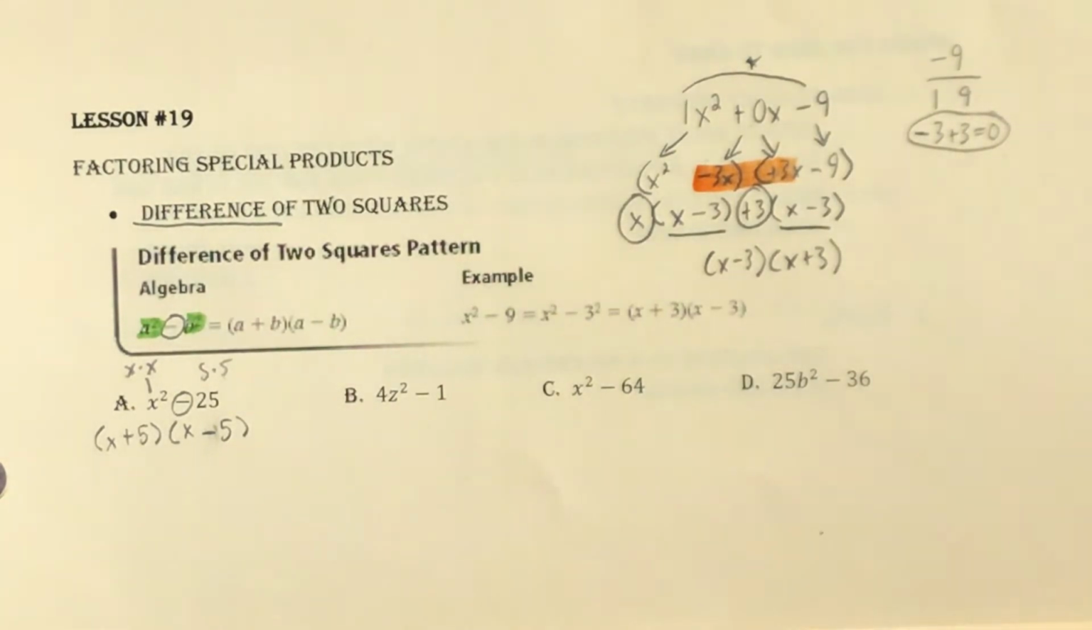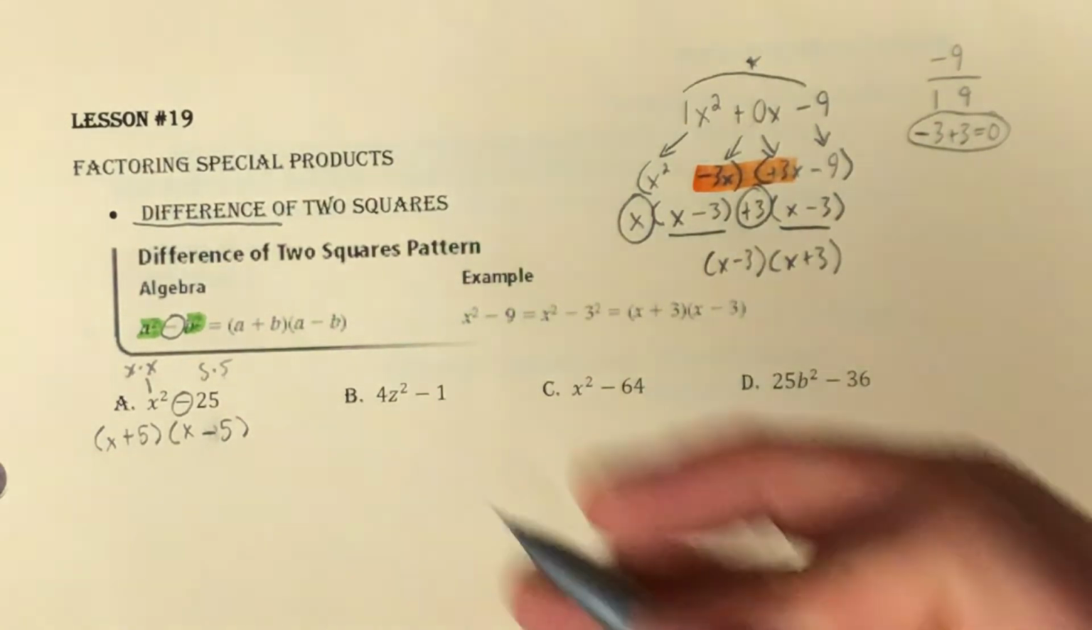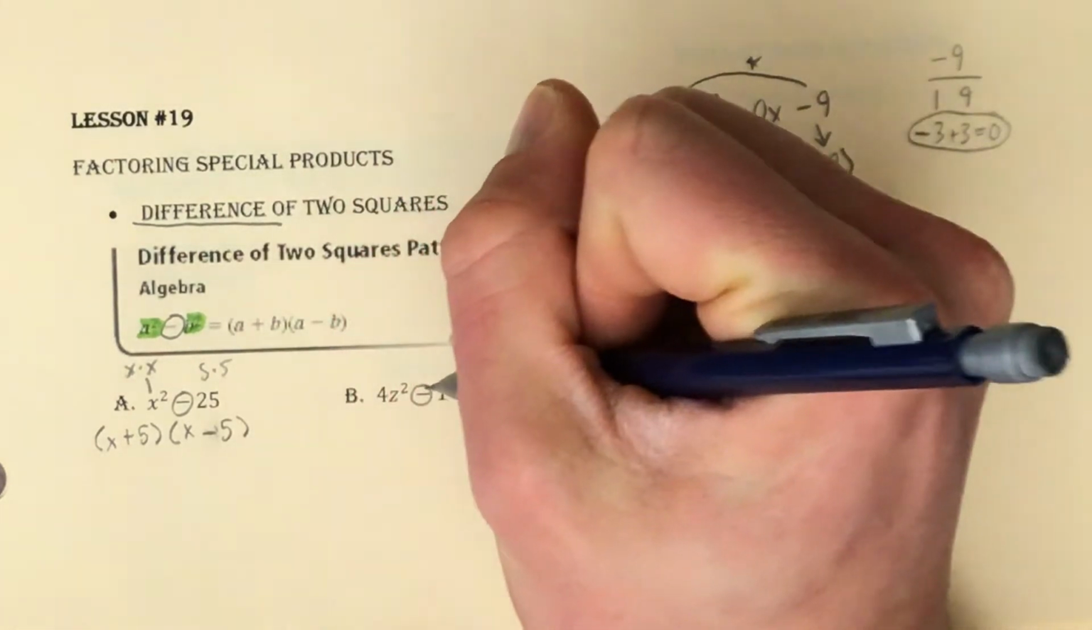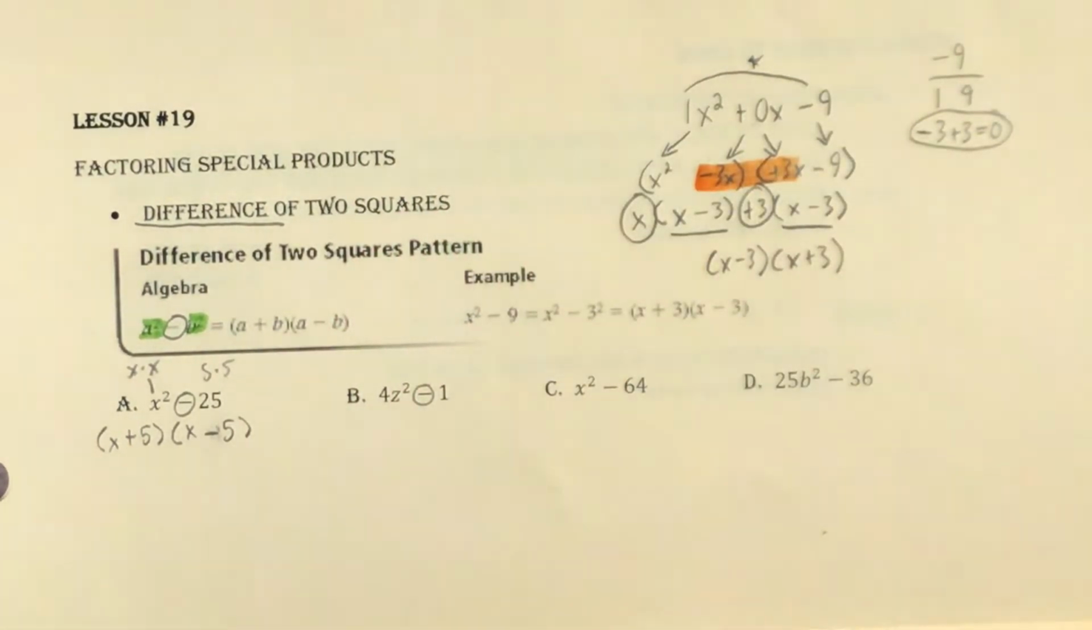All right, so let's take a look at example B and we'll walk through that same process again. So example B, I've got 4z squared minus 1. First, I have exactly two terms, which is what I need. Second, I notice that they are separated by a subtraction symbol, so it could be a possible difference of two squares. So the next thing I need to know, are both of them perfect squares?